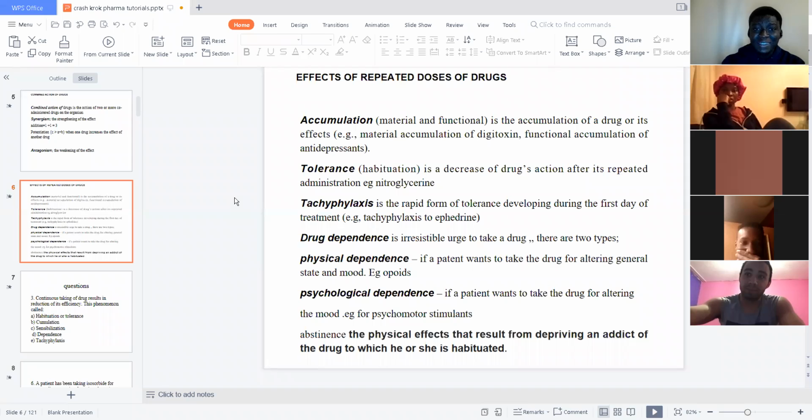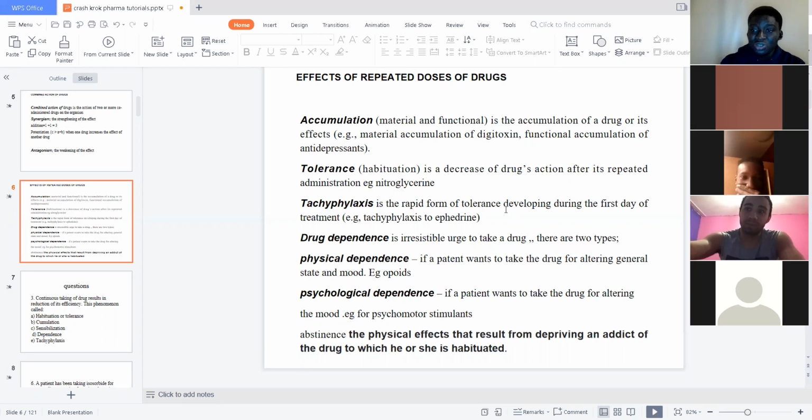Then tachyphylaxis. Tachyphylaxis is almost the same thing as tolerance, but it's more rapid. Tachyphylaxis occurs within the first day. So after the first day, you have to take a higher dose to see the desired effect. I want you to take note of the difference between tolerance and tachyphylaxis. Tachyphylaxis is when you need a higher dose within the first day, while tolerance occurs over a period of days or months.